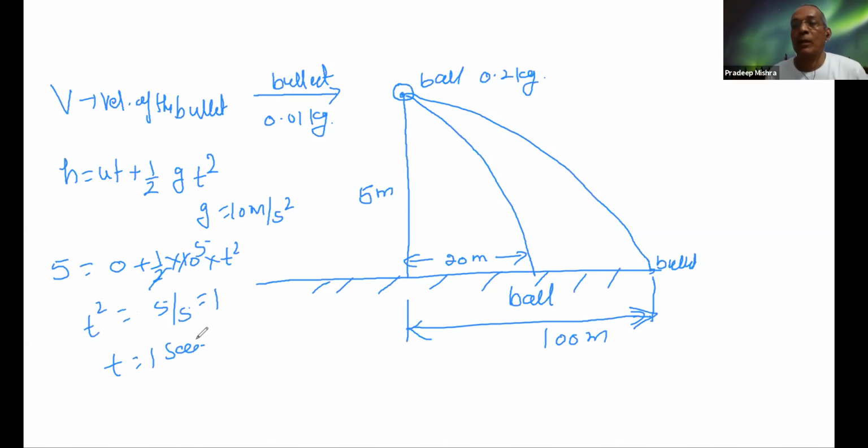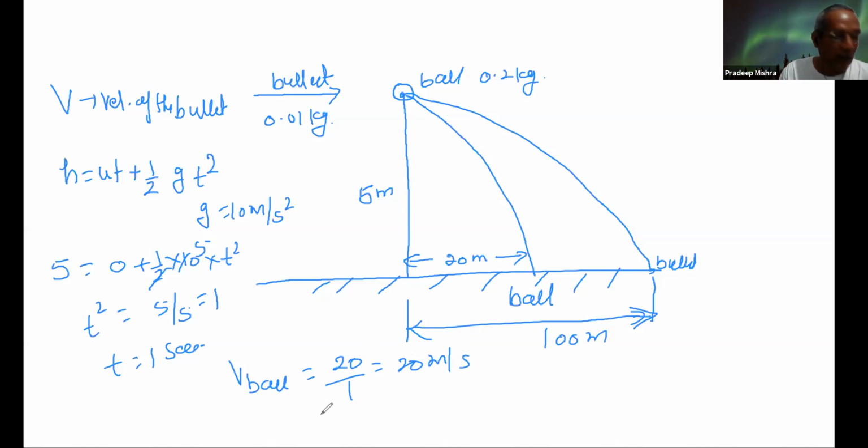So the time for the ball to hit the ground is 1 second, right? What is the velocity of the ball? Velocity of the ball is distance upon time. What is the distance? It falls 20 meter away. So it will be 20 upon 1, which is 20 meter per second. Okay. What is the velocity of the bullet?